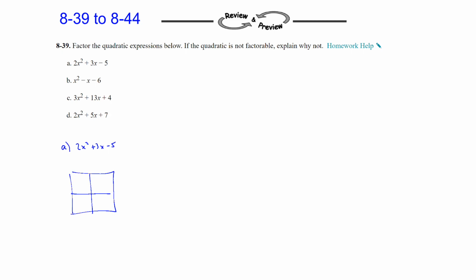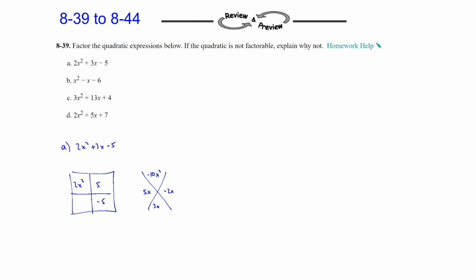Set up our generic rectangle where we have 2x squared tiles and negative 5 1 tiles. And so we have to split up our x tiles, but to do that, we need to figure out where they go. We know that the product of the diagonals are equal, so we get negative 10x squared, and then we also know that we have 3x tiles, so we know we're going to have a total of 3x. And what numbers multiply to give us negative 10x squared, but add to give us 3x? Be 5x and negative 2x.